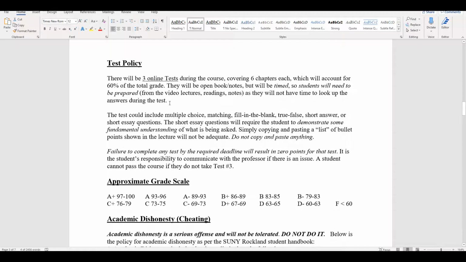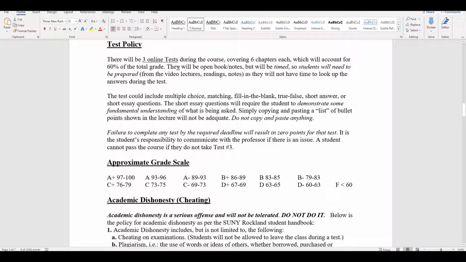As for the tests, as I said, there'll be 3 online tests during the course, covering 6 chapters each, and they will account for 60% of your total grade. This being an online course, they will be open book, open note tests, but they will be timed, and that timing will be relatively challenging. So you will want to be prepared before you start the test, as you will not have time to look up the answers during the test. Using the video lectures and your readings and your notes, you will want to be prepared before starting that.